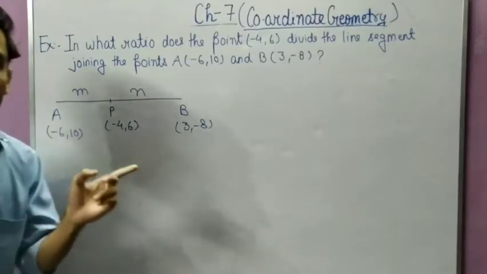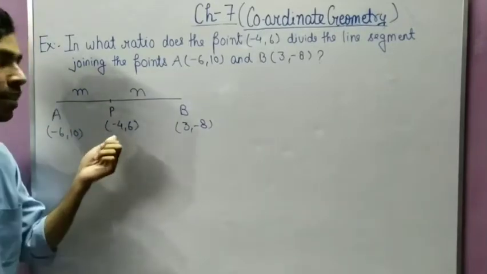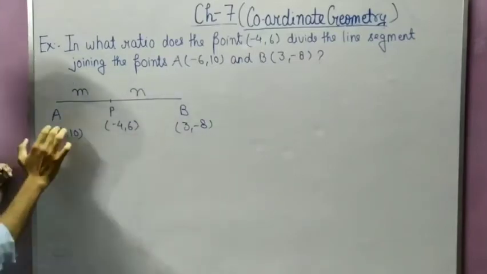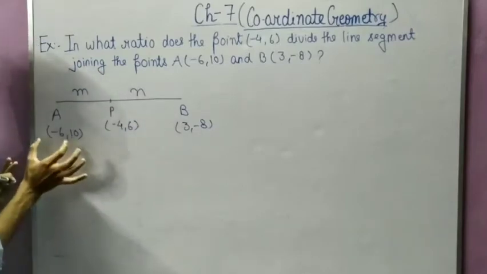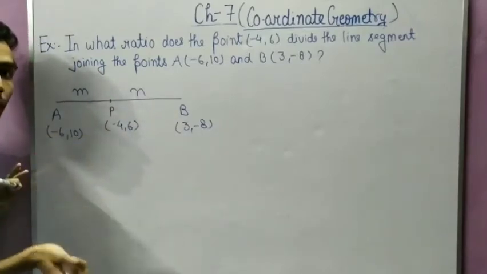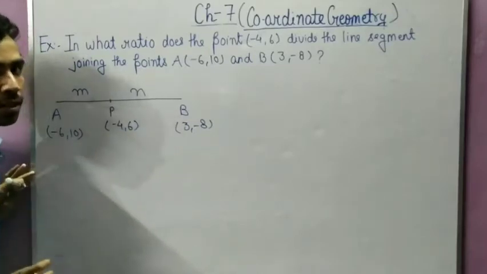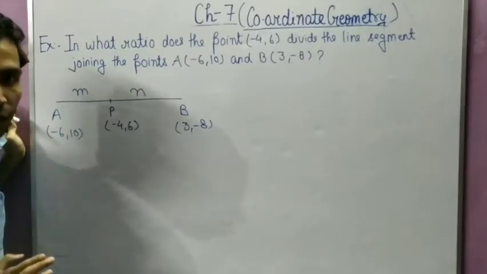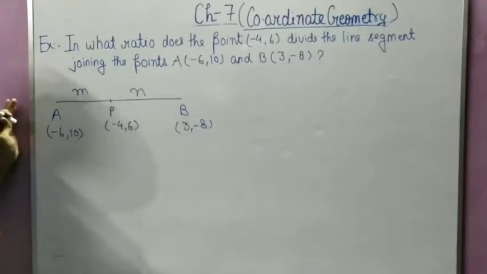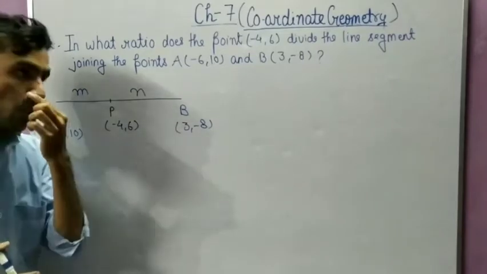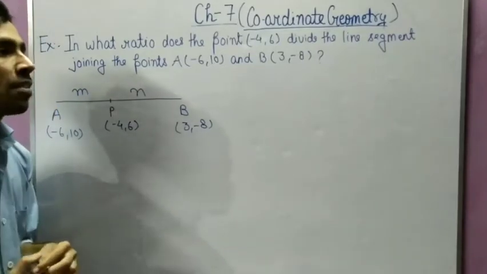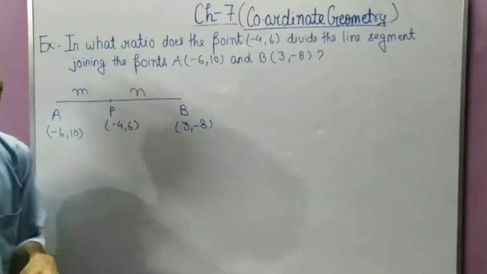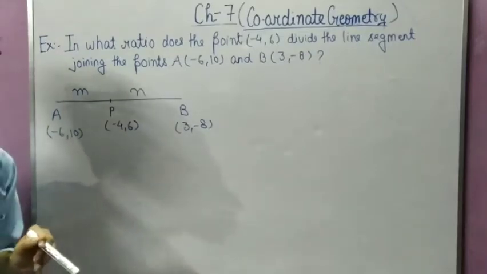Earlier the ratio was given, two points were given, and we had to find the point which divides the line segment. But in this question, the line segment is given, the coordinates of the endpoints are given, and the coordinates of the point are also given, that is (-4, 6), but the ratio is not given. So see, with the help of the section formula we can find the ratio also. Students, I told you two forms of the section formula: one in terms of m and n, and second in terms of k:1. By both formulas you can find the same answer.